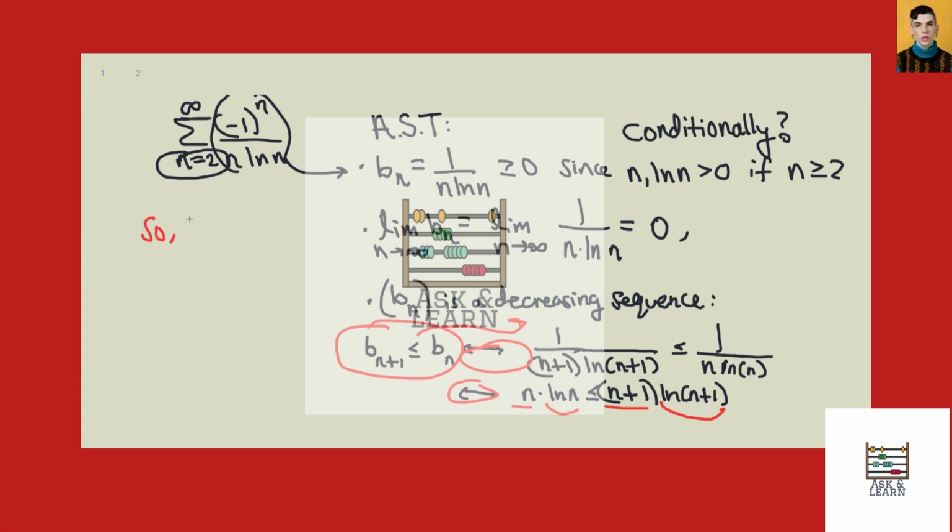So we conclude that the series converges by AST. And since we already showed it wasn't absolutely convergent, the answer is that it's conditionally convergent.